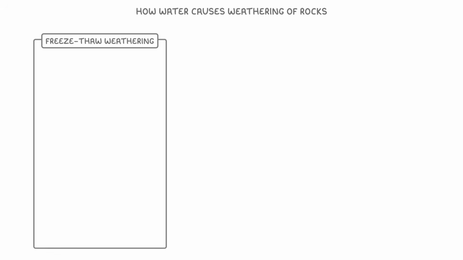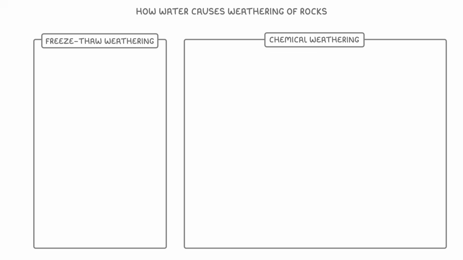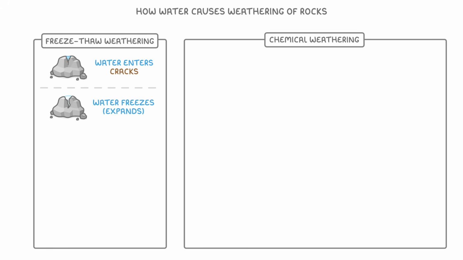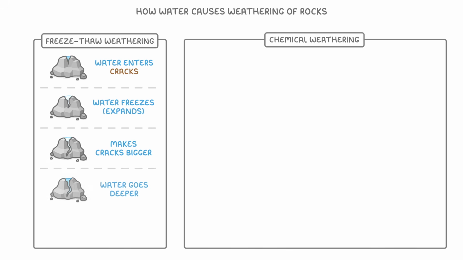Next, let's look at how water causes weathering of rocks, which happens in two main ways: freeze-thaw weathering and chemical weathering. Freeze-thaw weathering happens when water enters cracks in rocks. When that water freezes into ice, it expands, so it takes up more space than when it was a liquid, which means that it pushes against the sides of the cracks and makes the cracks bigger. When the ice melts, water goes even deeper into the cracks. This happens over and over again, making the cracks wider and wider until eventually the rock breaks.